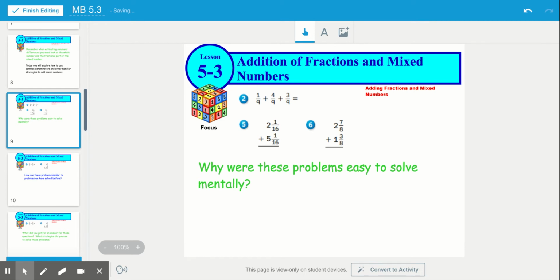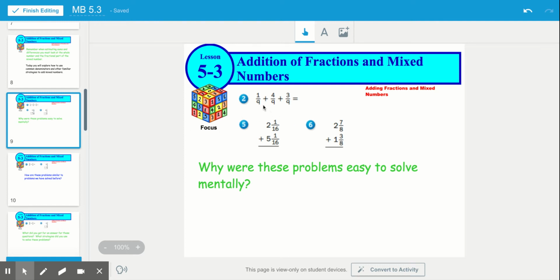So when we take a look at numbers 2, 5, and 6 that were part of our math message, why were these problems easy to solve mentally? Take a look at them. What would make them easier than the others?